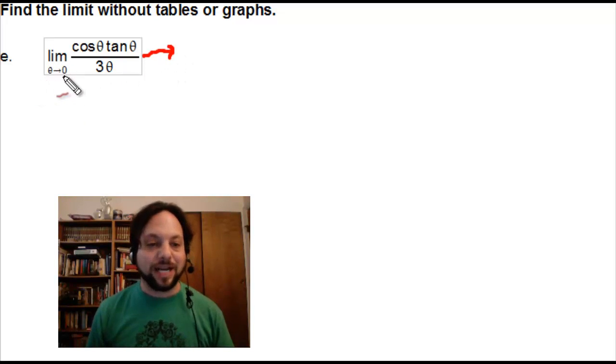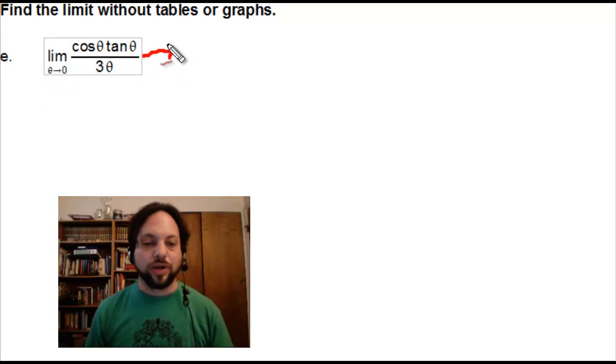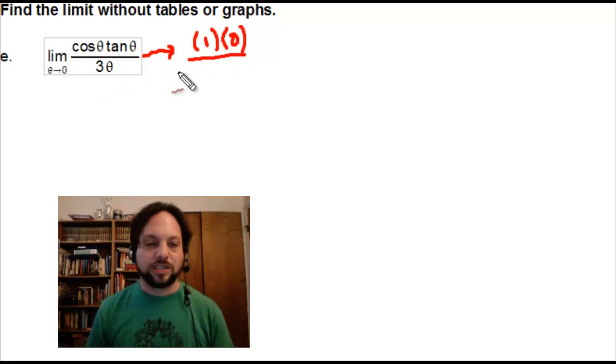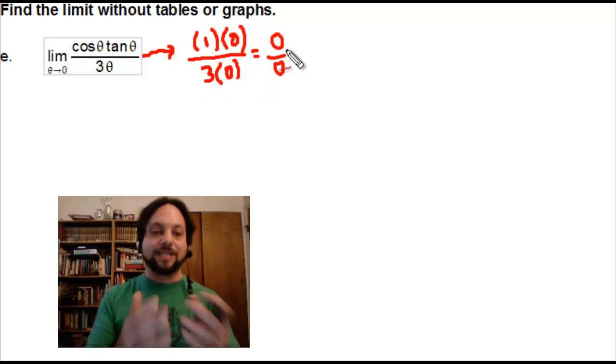If we're doing the limit as theta approaches 0, this numerator, cosine of 0, well, that's going to give us 1, so that's nice and happy. But the tangent of 0 is going to give us 0. And it's pretty evident to see that we're going to have 3 times 0 on bottom, and that's going to give us 0 over 0. That's bad.